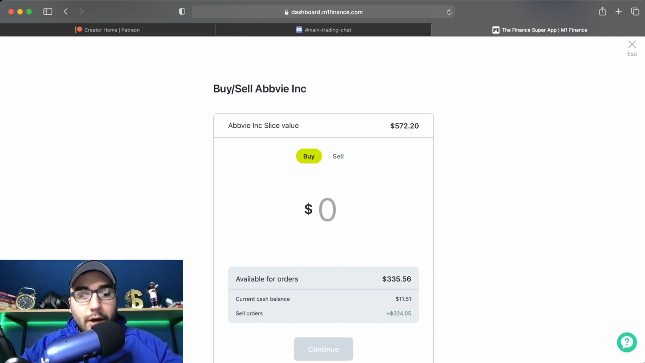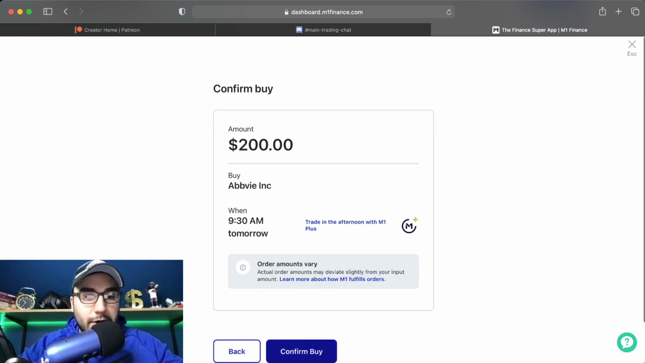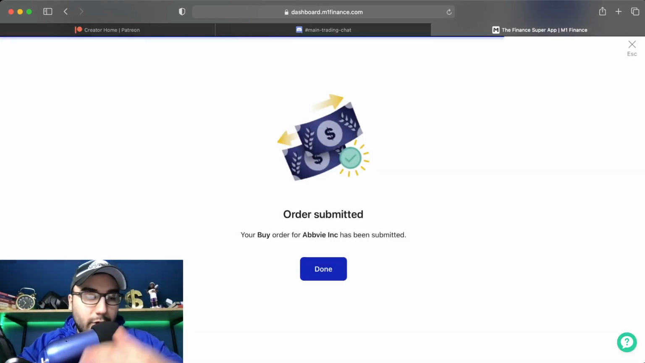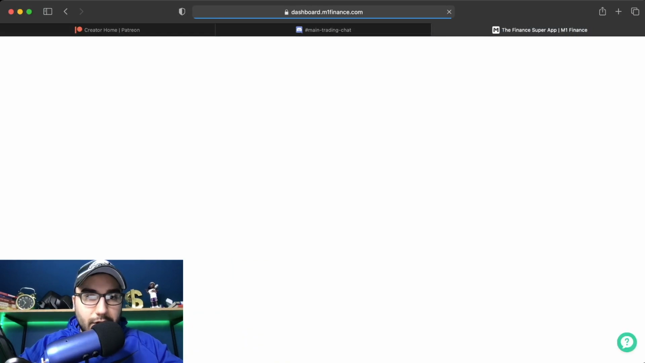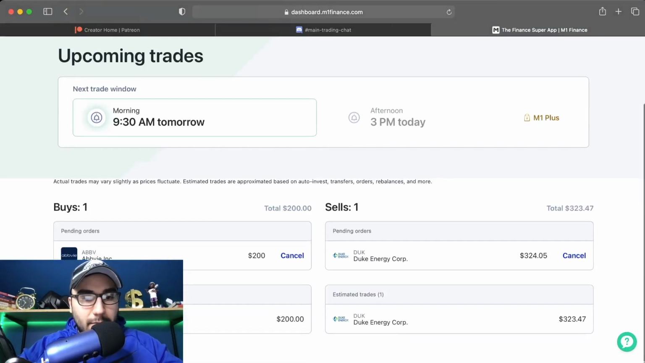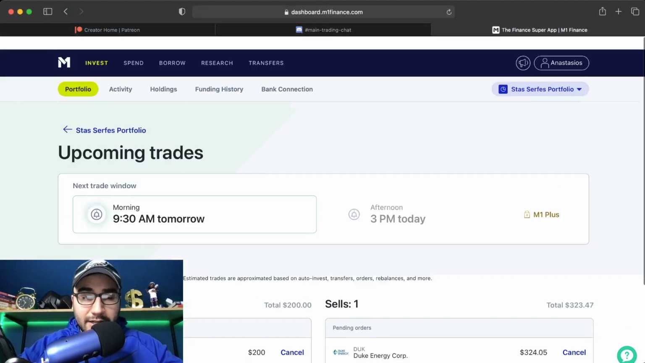So I'm going to buy probably $200 worth of AbbVie here. Just put that money from Duke, freeing up that cash. I'm putting it right into AbbVie. So that's what I'm going to be doing there. And if I refresh this, we should be able to see what I'm buying and selling. Here we go. So you can see one buy right now of $200 of AbbVie, and this goes through at 9:30 a.m. tomorrow, and one sell of Duke at about $324. So we still have about $124 to play with here.